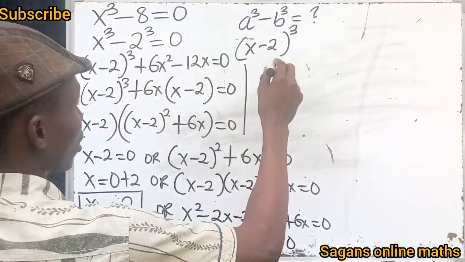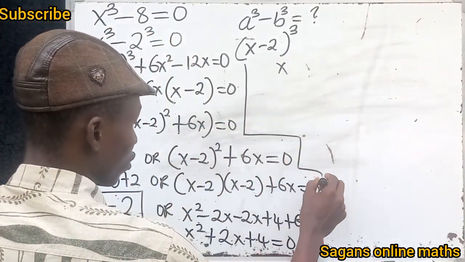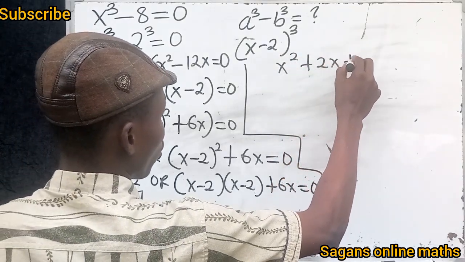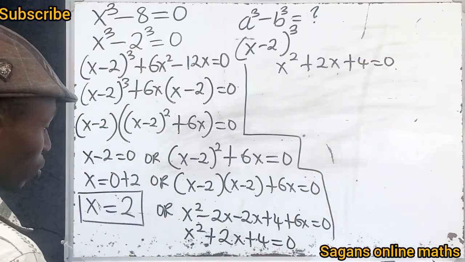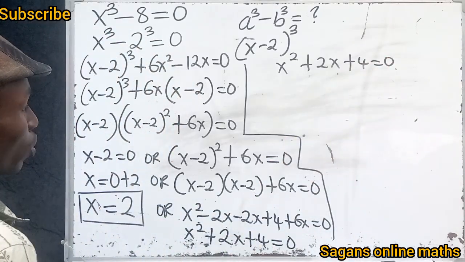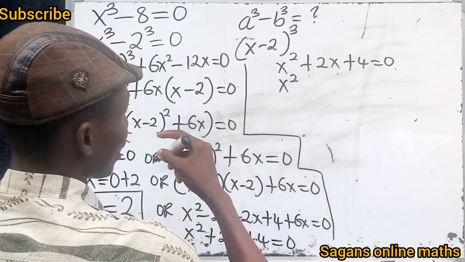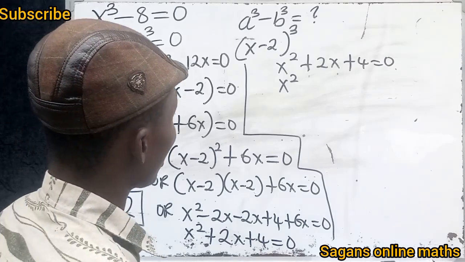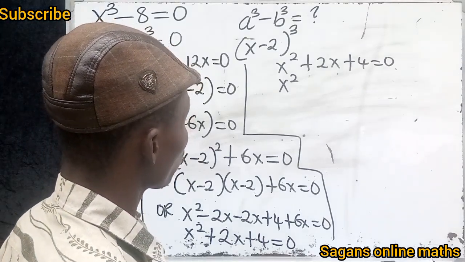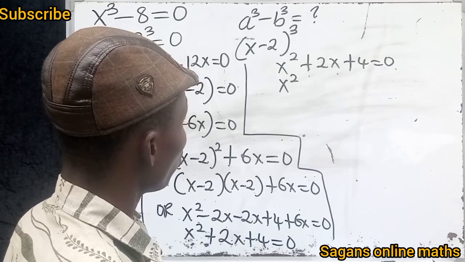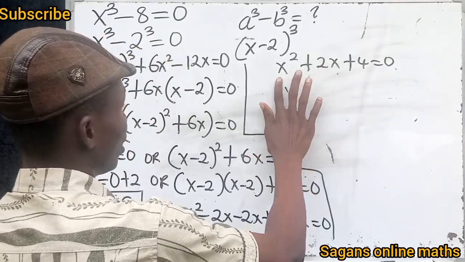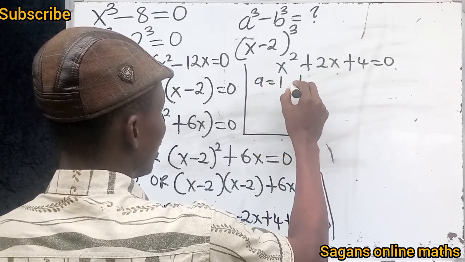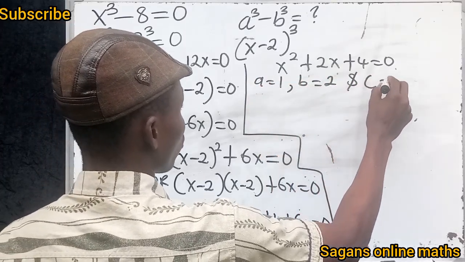Now you have x² + 2x + 4 = 0. This is a quadratic equation. Let's think of two numbers that when we multiply them we have 4, and when we add them we have 2. I don't think this problem can be factorized, because 2 times 2 is 4, but what number can we do? So let's use the formula method. We can see that a equals 1, b equals 2, and c equals 4.